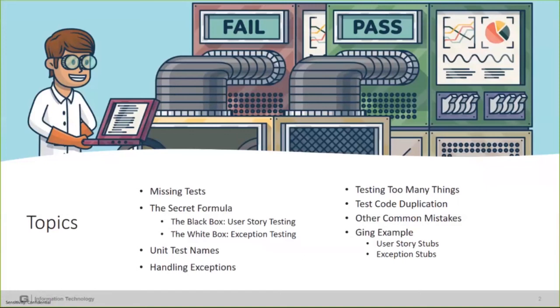We'll talk about the secret formula that I've devised for assuring that you have all those tests correct. We'll talk about unit test method naming, handling exceptions that your tests are expecting, how to check those. We'll talk about some of the common problems like testing too many things, test code duplication, just a variety of other mistakes that are common. Then at the end, I'm going to go through Ging, since you're all familiar with Ging. I'm going to go through it and talk about how you would apply some of these techniques there.